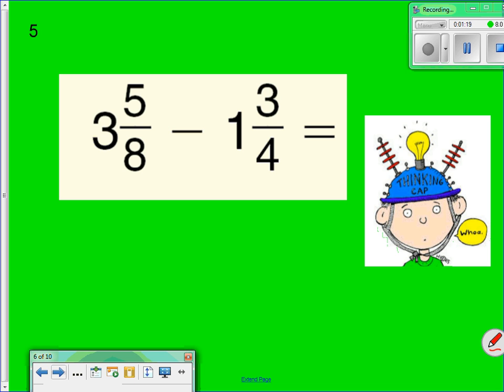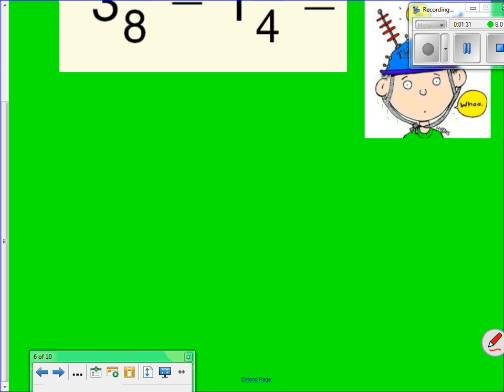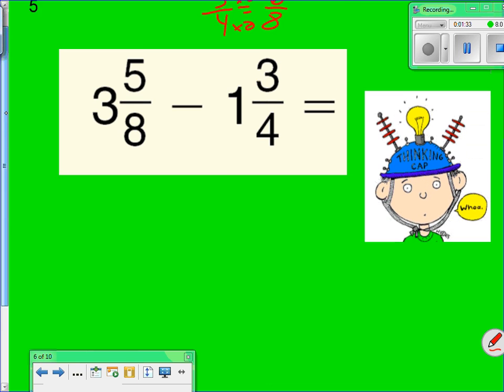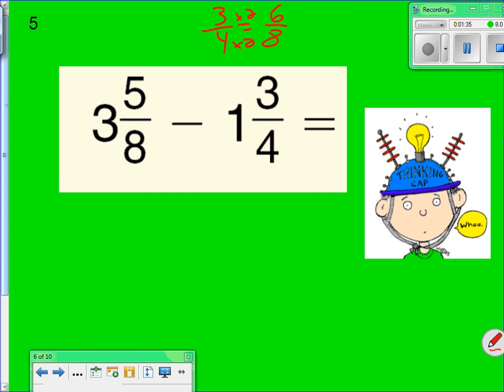The next thing we're going to do here, common denominators. 4 and 8, we're going to have to change 3/4 into an 8. 4 times 2 is 8, and 3 times 2 gives me 6/8. I'm going to rewrite this problem. Need some space here. 3 and 5/8 minus 1 and 6/8.